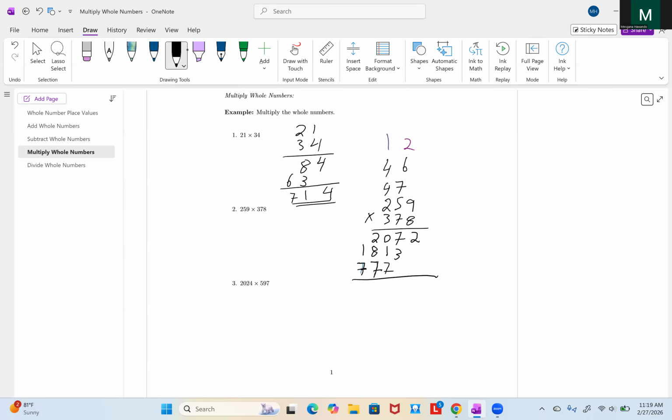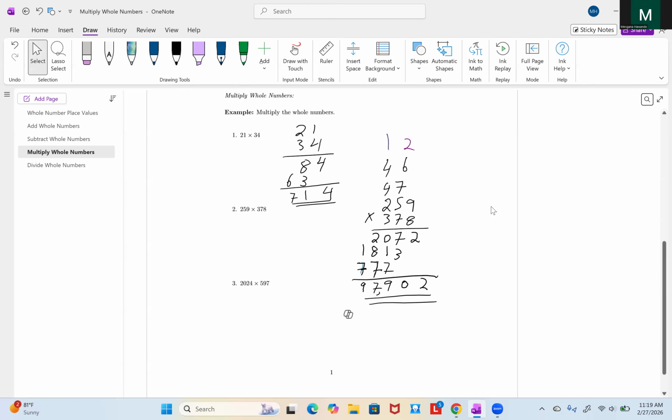So now we add these digits vertically. We have 2, 7 plus 3 is 10, 0, carry over the 1. So 2 plus 7 is 9. And then 10 plus 7 is 17, 7, carry over the 1. And then we have 9. So this product is 97,902.